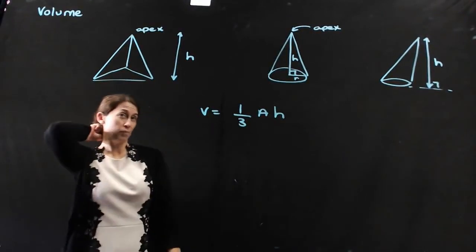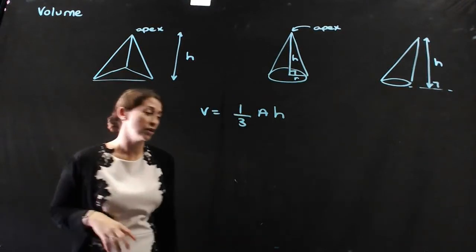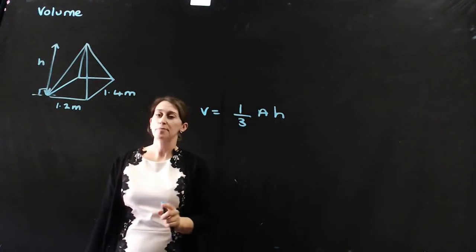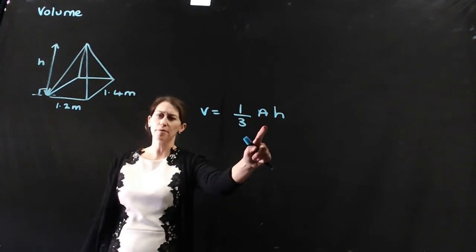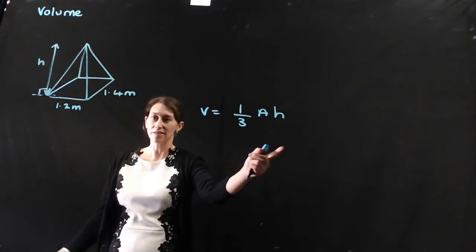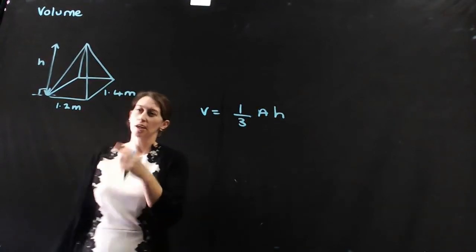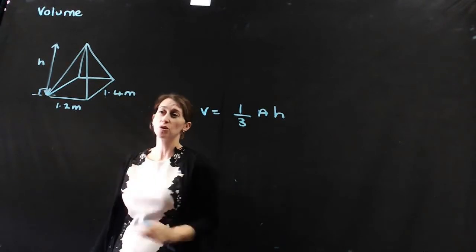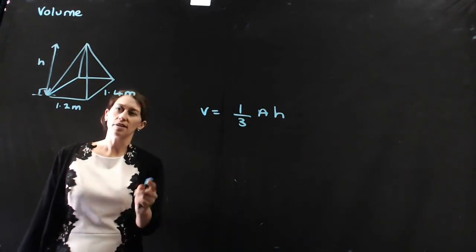So let's do an example of one of these. As you can see, I've just drawn up a square-based pyramid. Because I'm dealing with a square, the base area is length times width, or s squared if it's just the side length. Actually, it's a rectangular-based pyramid, my mistake, because I'm dealing with 1.2 and 1.4 here. So let's have a look.